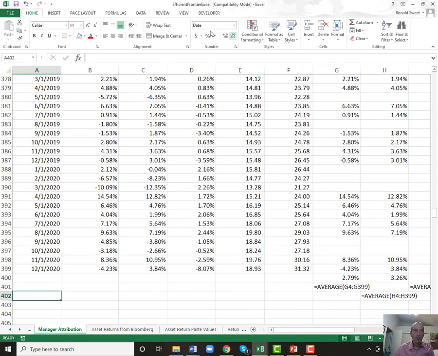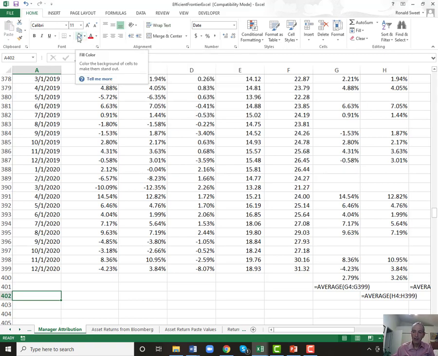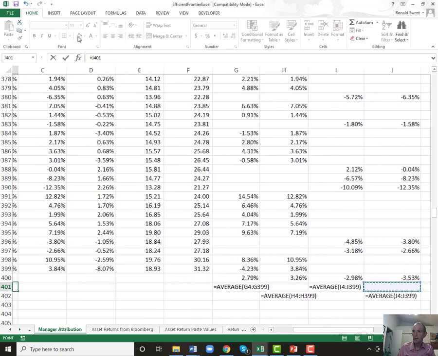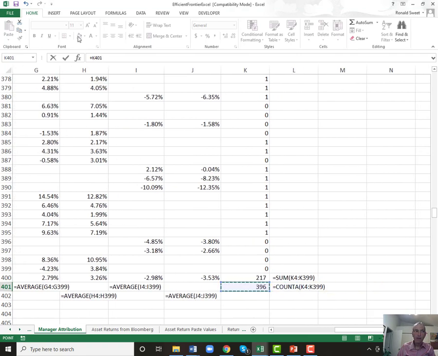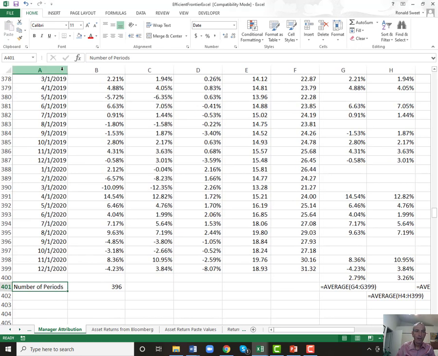So all we need to do now is at the very, very bottom here is just summarize all of this stuff. Alright, so let's start with just something we're going to need is number of periods. We've already gotten that, but we'll just go over and reference that. We did that on the batting average. So we have 396 months. Let's widen out A a little bit.